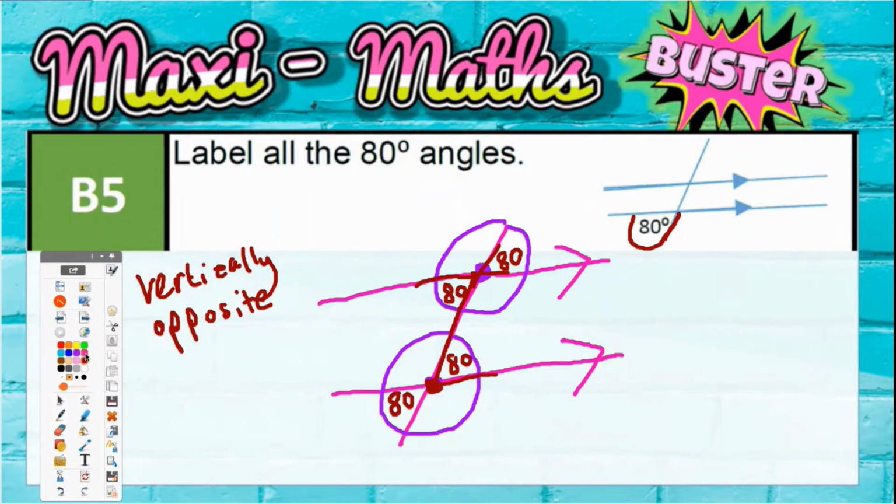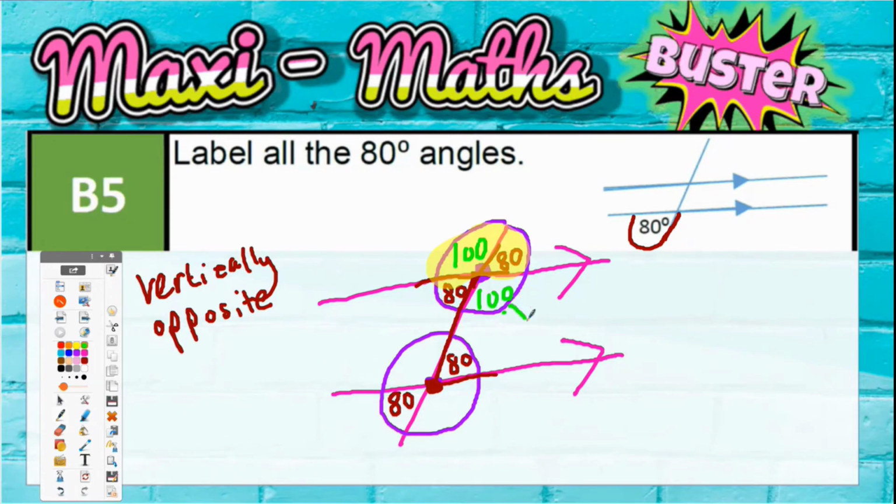Just as a bonus question, we could label the other angles as well. So you basically then think about angles on a straight line. So these 2 angles here would be angles on a straight line. And angles on a straight line add up to 180. So if one of them is 80, the other one has to be 100. And then vertically opposite that 100 is this 100.